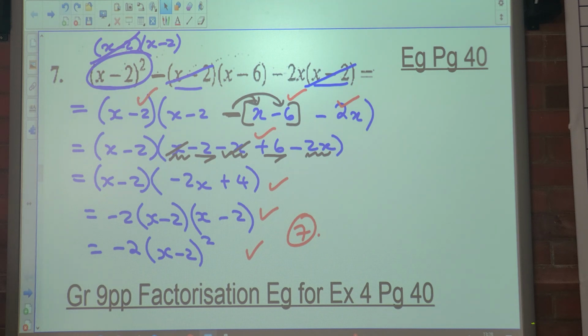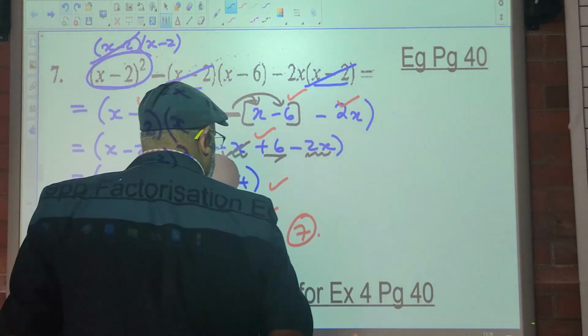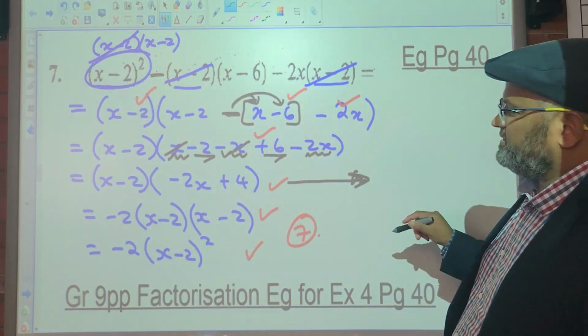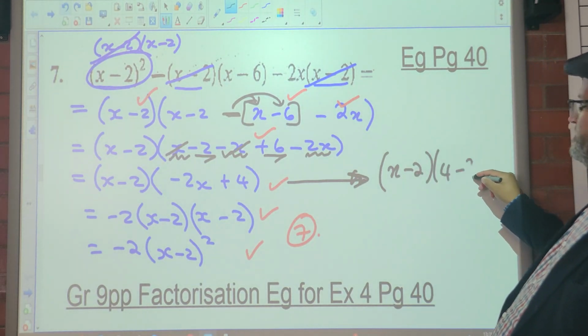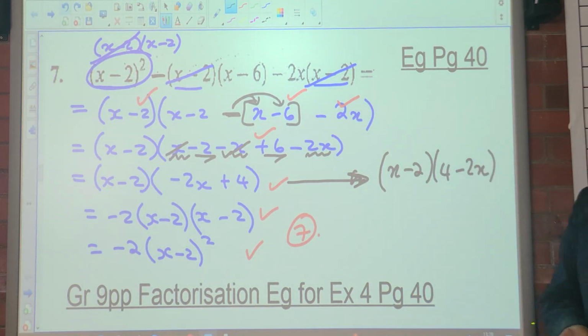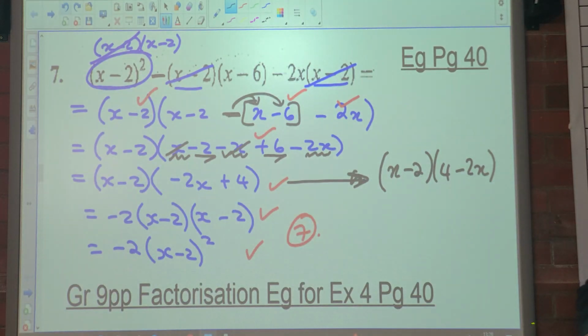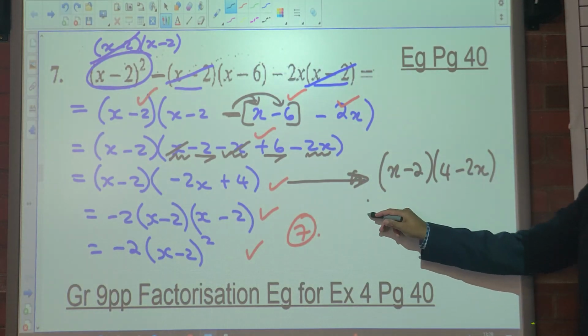Yes, my girl? She's saying 4 minus 2x. So what is common? 2. Take out 2 as a common factor.